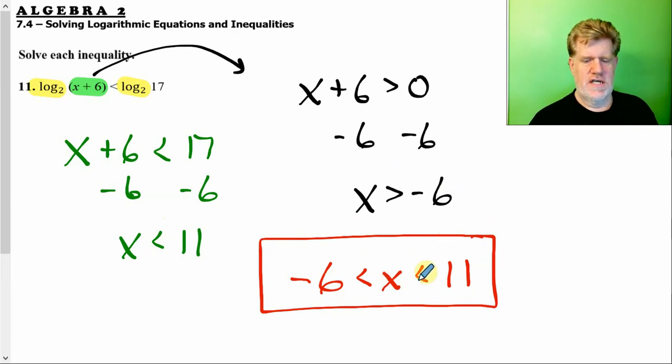Notice how I changed the sign, kind of. Does this not say x is less than 11 right here? Yes. But are these two agreeing? And they are, because remember the mouth is pointing towards x. X is bigger than negative 6. It says negative 6 is less than x. They mean the same thing.